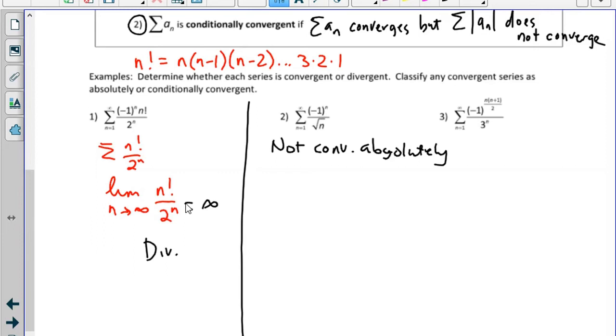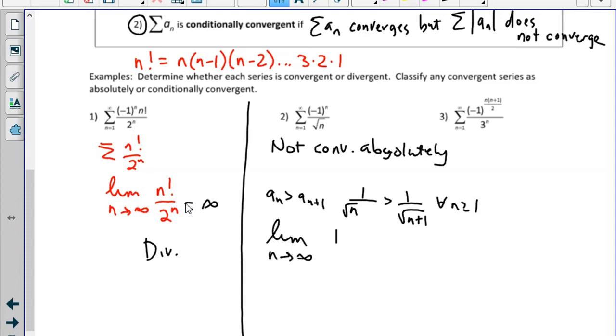We know that by the alternating series test, what we need is a sub n to be greater than a sub n plus 1, and all of our terms to be greater than 0 after a certain point. So we can say 1 over square root of n is greater than 1 over square root of n plus 1. That's true for all n greater than or equal to 1. So that works. And then if we take the limit as n goes to infinity of 1 over square root of n, that does equal 0. So therefore, this converges conditionally.